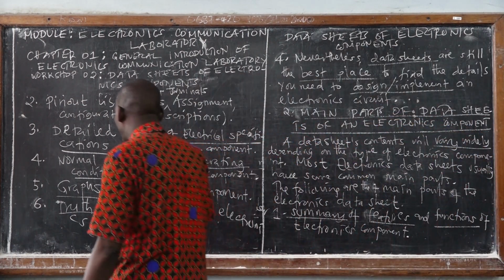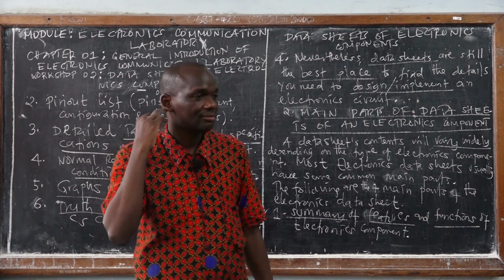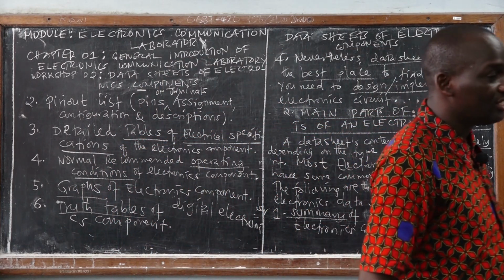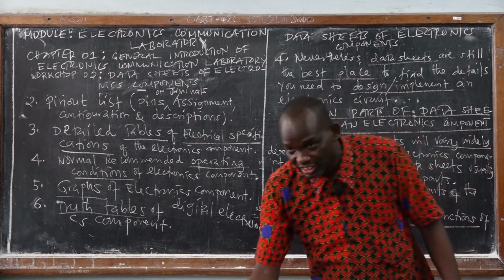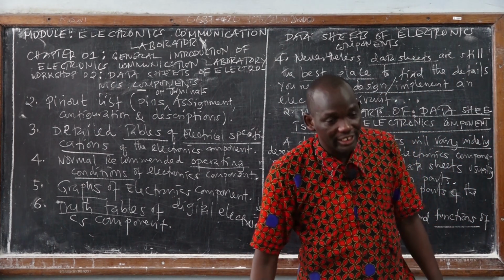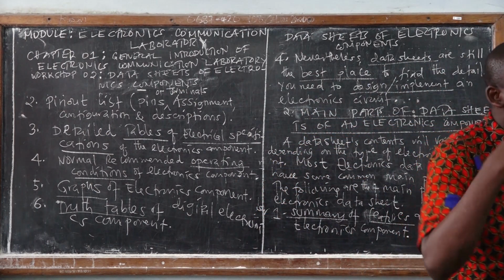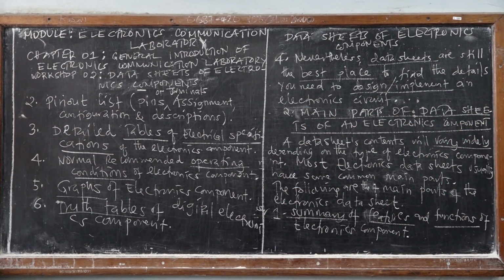Say truth tables of digital electronics component. The ones you have been drawing: the truth table of NOT gate, AND gate, OR gate, NAND gate, the truth table of encoder, maybe a particular decoder, exclusive OR gate, and exclusive NOR gate. You will find truth tables, whether you like it or not. In analog, we don't have truth tables.